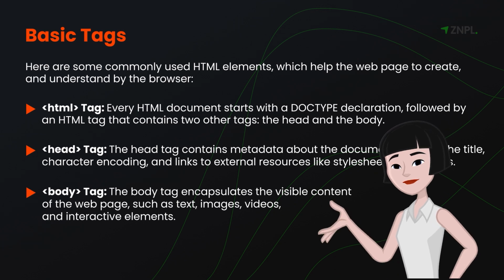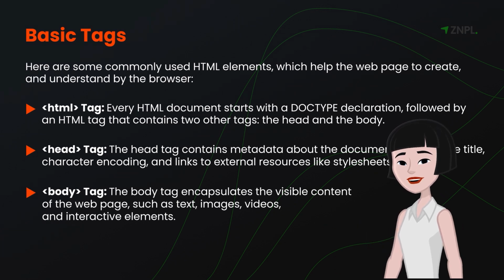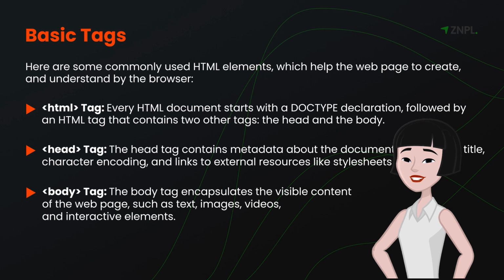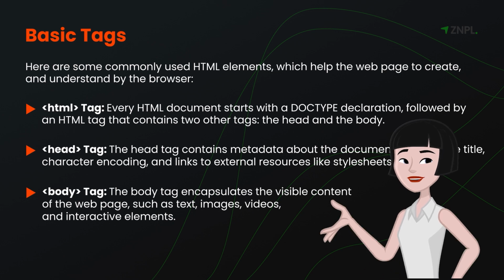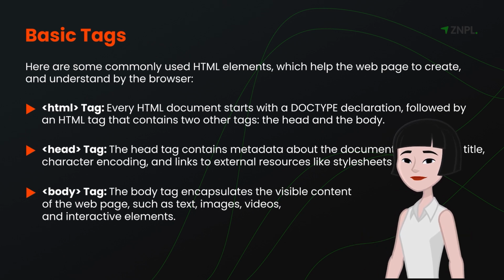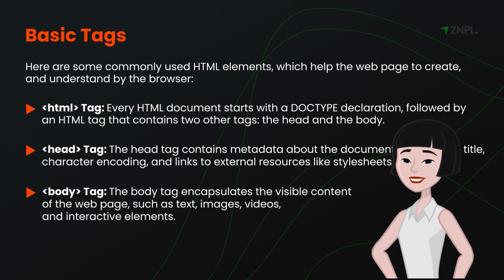Head tag. The head tag contains metadata about the document, such as the title, character encoding, and links to external resources like style sheets and scripts. Body tag. The body tag encapsulates the visible content of the web page, such as text, images, videos, and interactive elements.